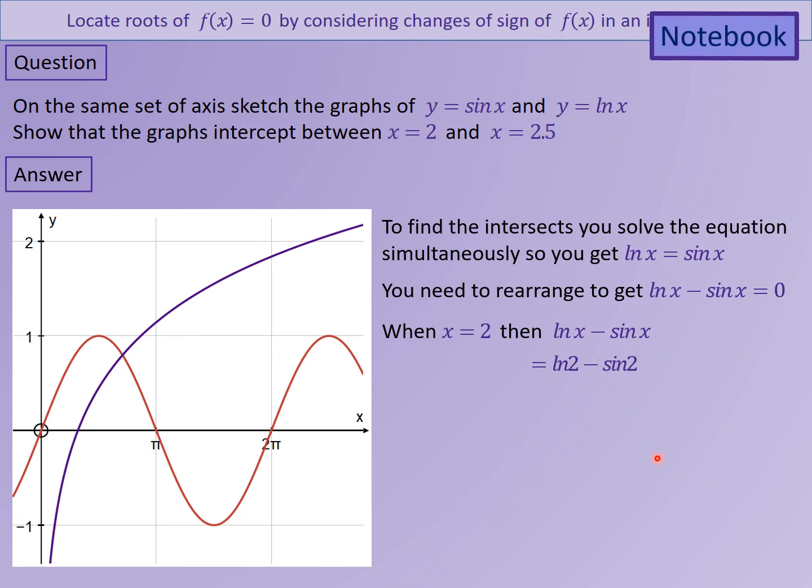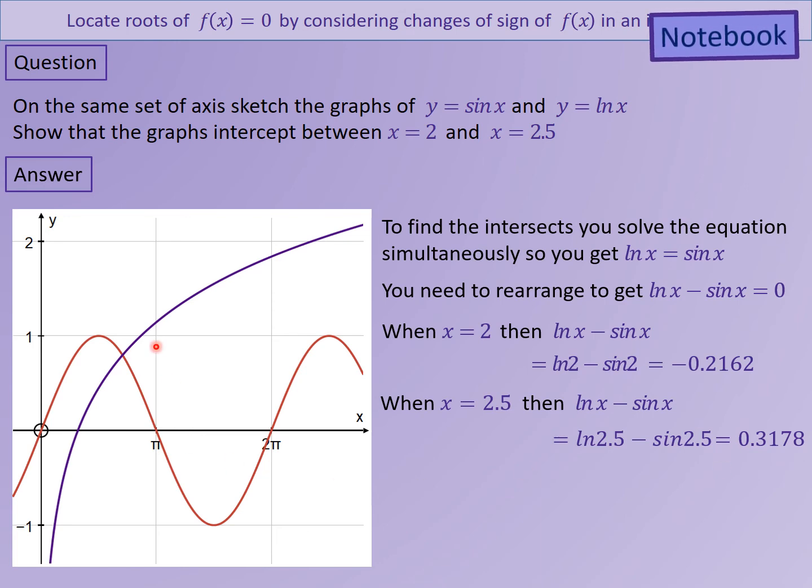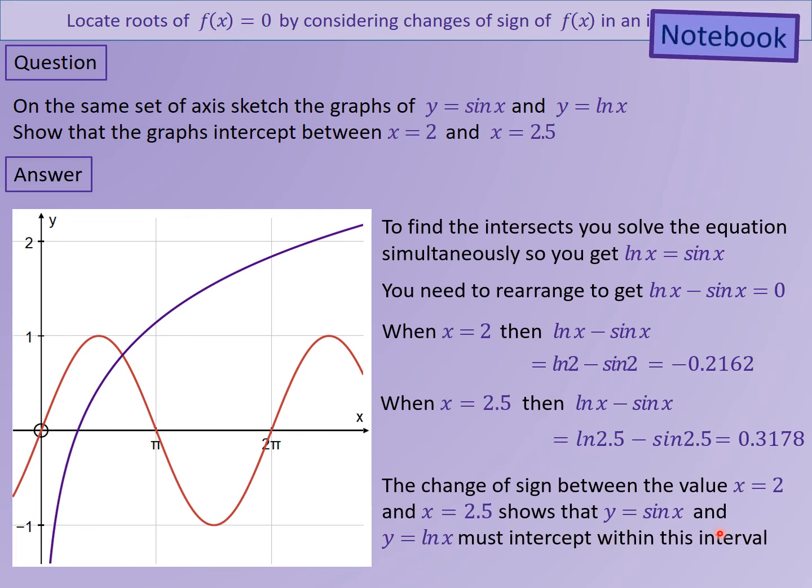When x equals 2, ln x sine x gets ln 2 sine 2, which is roughly minus 0.2162. When I stick 2.5 in, lo and behold, I get ln of 2.5 sine of 2.5 equals positive 3.178. I can see they're continuous graphs, there's no issues there, so therefore there is a change in sign between x equals 2 and x equals 2.5, which shows that these two intersect within that interval. Okay, they intercept each other. Previously we talked about where it intercepts the x-axis, which is still the intercept between two lines, even when it's crossing an axis.